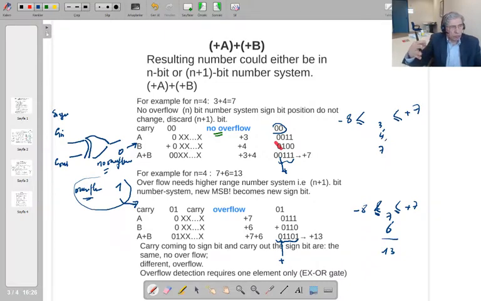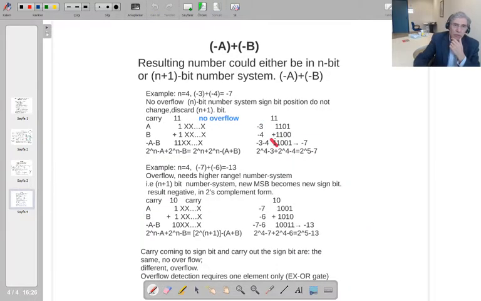We know the rule: the sign bit is the most significant bit. So you're going to keep this in mind while you are making the decision. The next one is the both-negative case. It is written here. In here, there is no overflow. You stay in the same range.